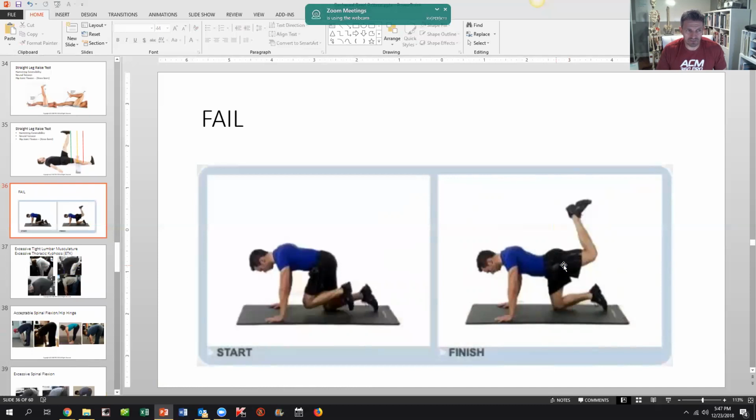You can almost see the lines of his pants. His leg doesn't go anywhere into extension. It's just his lumbar spine that's collapsing. You can see the scapular winging here. So just keep this in mind when you see this movement.